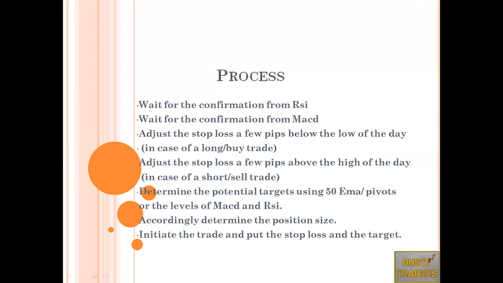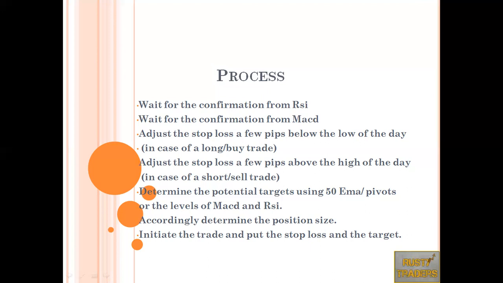What I'm trying to tell you is that let's say at 10:30 a.m. the Nifty gave a sell on the RSI and MACD, and probably the high was made at 10 a.m. in the morning at the levels of, let's say, 17,500. So you put the stop loss at, let's say, 17,510 and you initiate a short. So my stop loss would be a few pips above the high of the day if I'm initiating a short trade. It would be a few pips below the low of the day in case I'm initiating a buy trade.